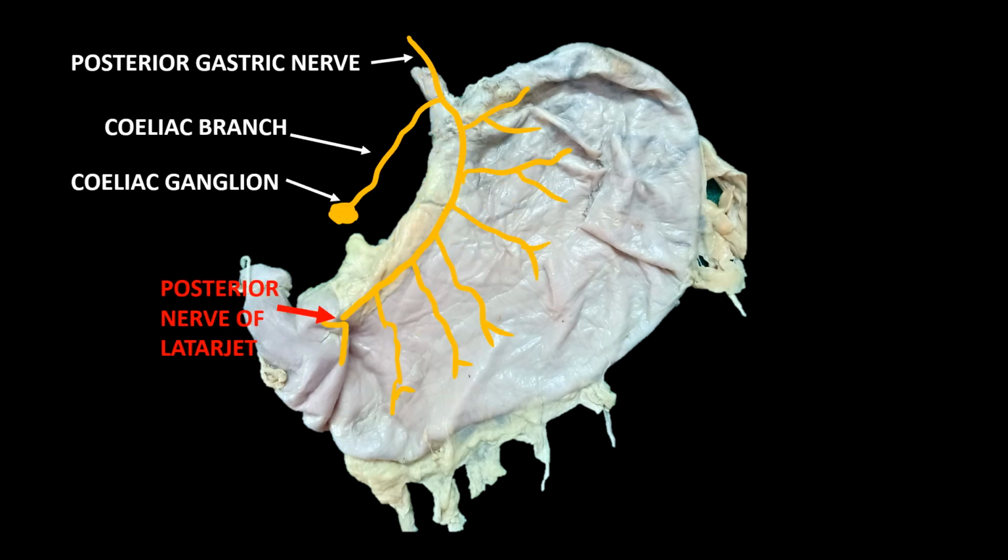In the posterior view of the stomach, we can see the posterior gastric nerve or the posterior vagus nerve, which mainly contains the fibers of the right vagus nerve. It also gives a branch which reaches the pyloric antrum, which is known as the posterior nerve of Latarjet. It also gives a large branch to the celiac ganglion known as the celiac branches.